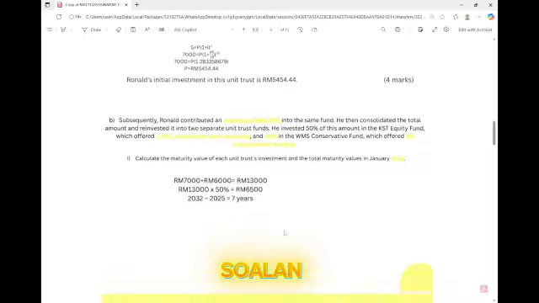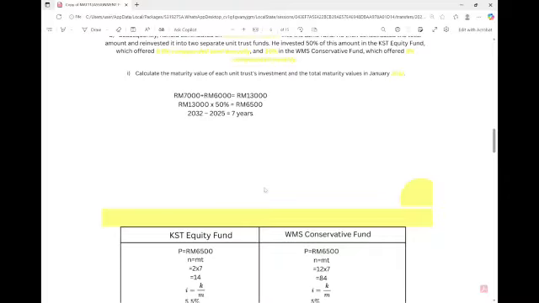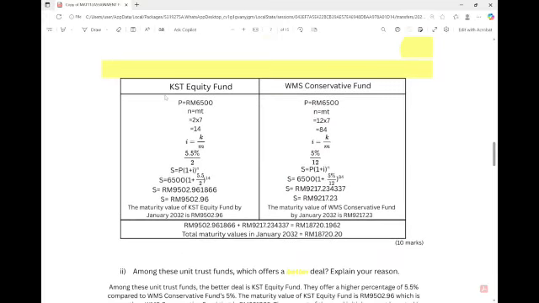So, Ronald's initial investment in this unit trust is RM5,454.44. Next, soalan B. Calculate the maturity value of each unit investment and the total maturity value in January 2032. So, how to find it? 7,000 tambah 6,000 sama dengan 13,000. So, dah dapat 13,000, kita darab dengan 50%. So, kita akan dapat RM6,500. So, nak tahu berapa lama, kita tolak 2032 minus 2025. So, this is KST Equity Fund and WMS Conservative Fund.